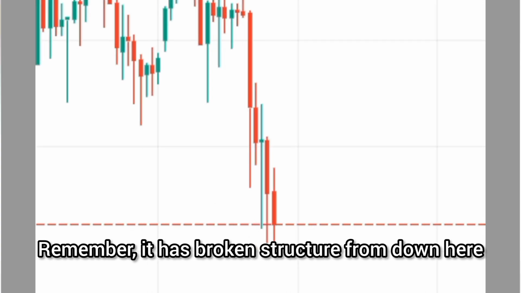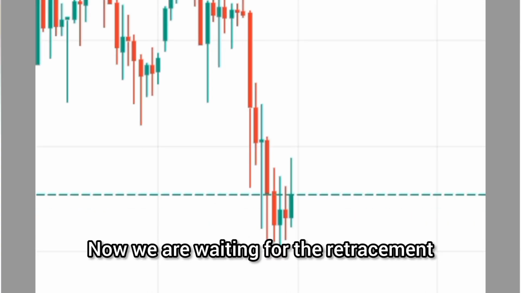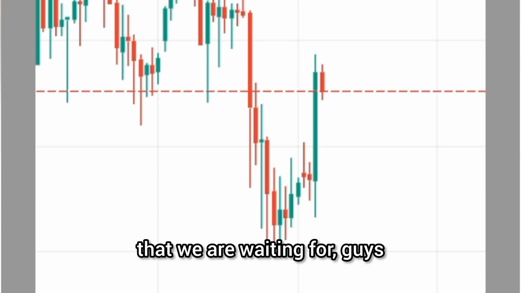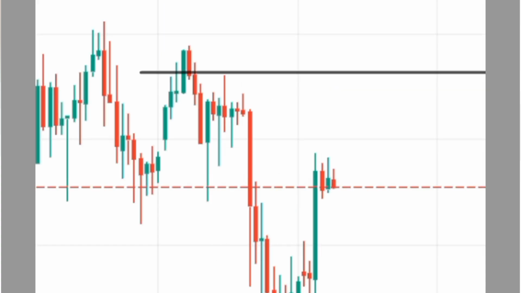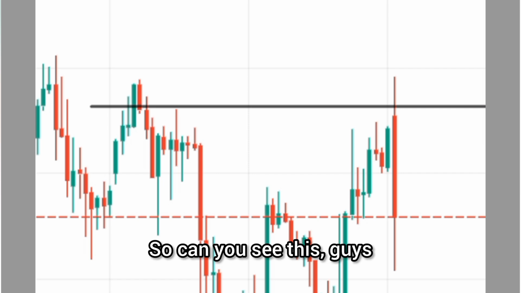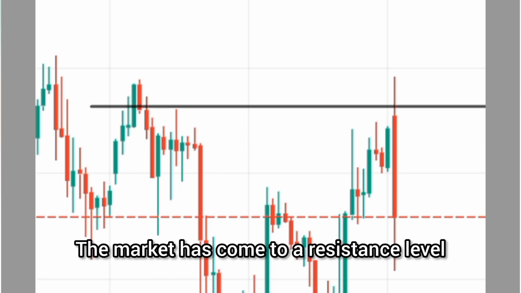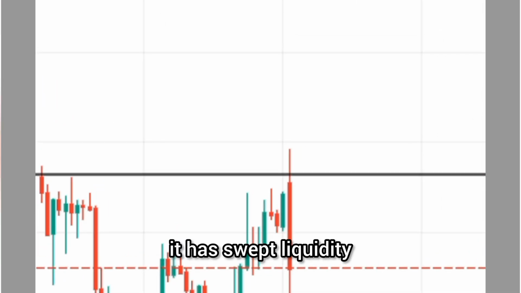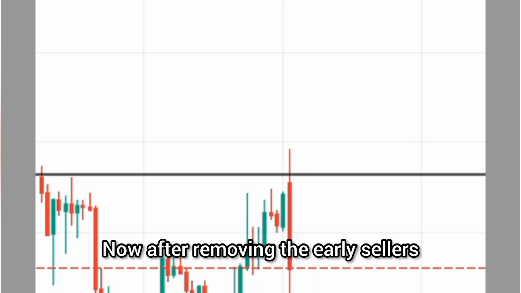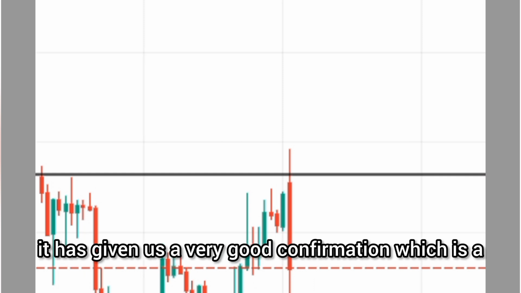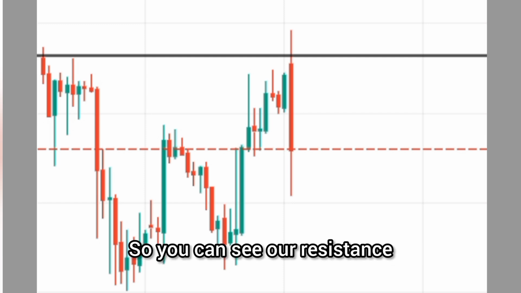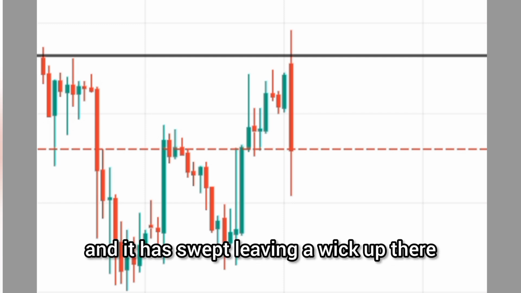Remember, it has broken structure from down here. Now we are waiting for the retracement. This is the retracement that we are waiting for, guys. Okay, so let's see. So can you see this, guys? The market has come to your resistance level and it has swept liquidity. It has removed the early sellers. Now after removing the early sellers, it has given us a very good confirmation, which is a bearish engulfing candlestick, right? So you can see our resistance, and it has swept, leaving a wick up there.